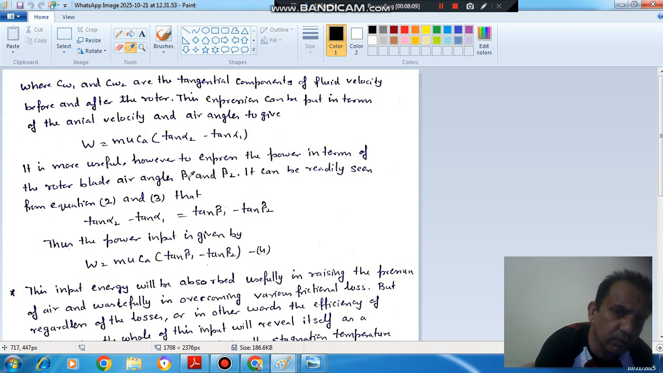It is more useful, however, to express the power in terms of rotor blade air angles beta 1 and beta 2. Because these are the imaginary angles, beta 1 and beta 2 are the blade angles that can be measured, and that is known. So we are putting tangent alpha 2 and tangent alpha 1 in terms of tangent beta 1 and tangent beta 2. So then the work or power input becomes this.